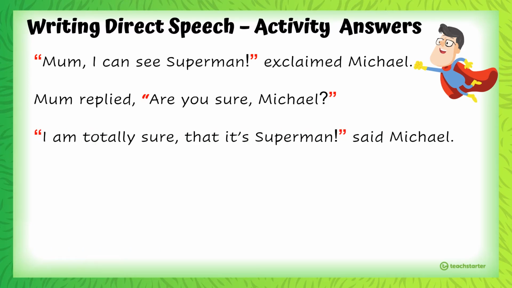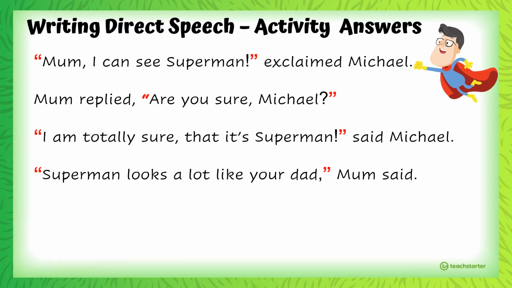"I'm totally sure that it's Superman!" said Michael. So the first word was "I", the last one was "Superman", but we're also including that exclamation mark. "Superman looks a lot like your dad," said Mum. So the first word was "Superman", she said. This time we're ending with a comma, but the quotation marks go after the comma.